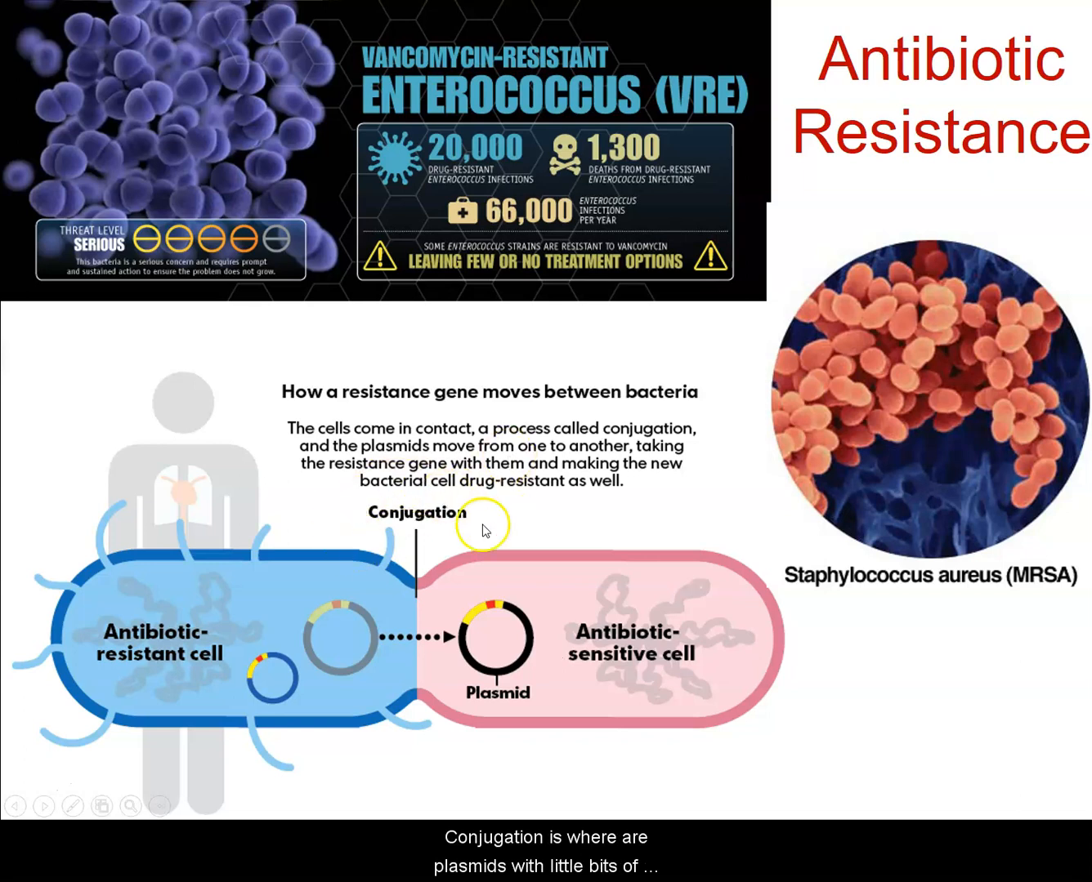This is called conjugation. Conjugation is where plasmids with little bits of genes can go back and forth between different cells. So you could have a population of sensitive cells that get killed by antibiotics, and it only takes one resistant cell to pass on its plasmids to a whole population. So that's how MRSA and other antibiotic-resistant bacteria proliferate so quickly.